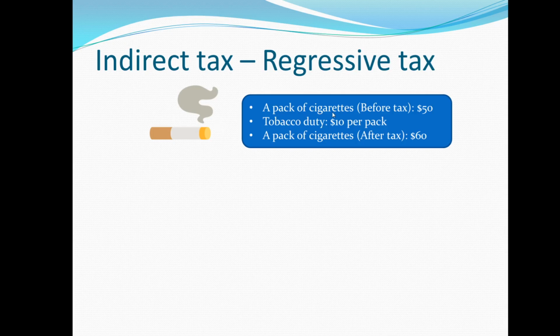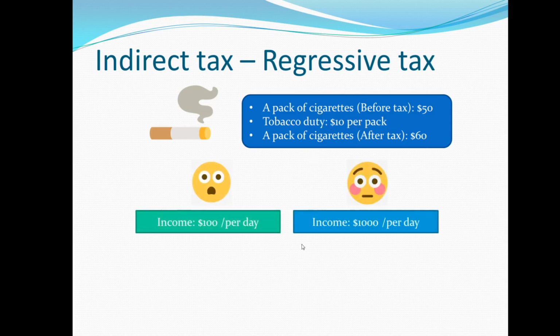Look, a pack of cigarettes before tax is $50. Let's say we have an indirect tax of tobacco duty, and that is $10 per pack. So together with the tax, they are selling it at $60. So the tax is $10. But when you compare people who have income of $100 per day and people who have $1,000 of income per day, you just have to look at how that $10 tax will affect those people.